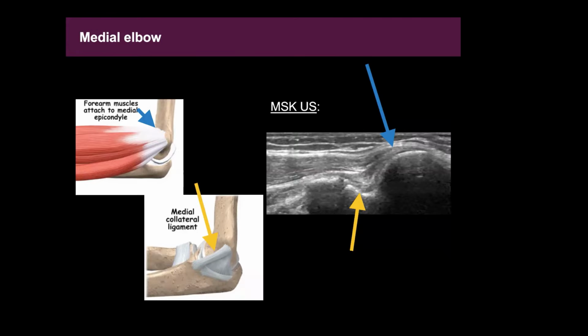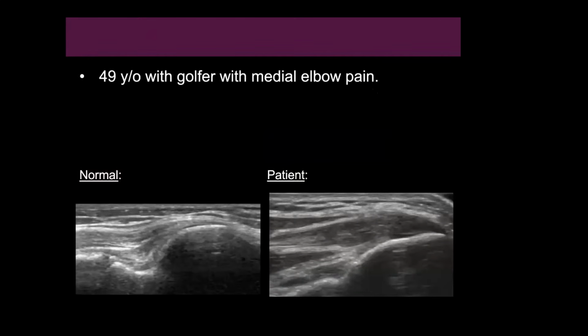And just like the shoulder, a normal tendon, normal ligament always has a very similar appearance. Again, thin, hyperechoic, and fibrillar. And you can see how that kind of holds true in this normal elbow ultrasound. So this was a 49-year-old patient. This patient was a golfer. He came in with some medial elbow pain.